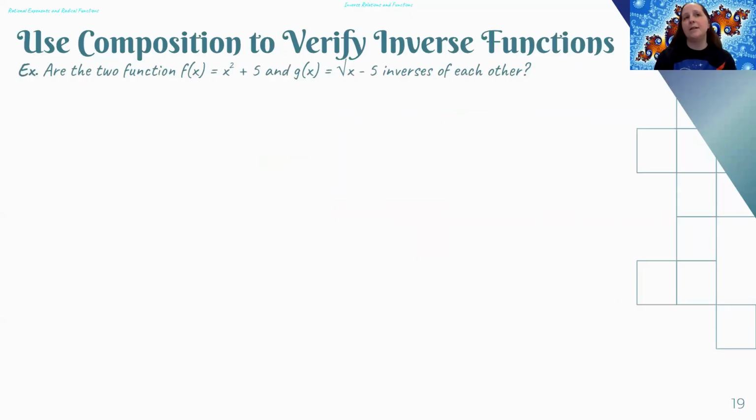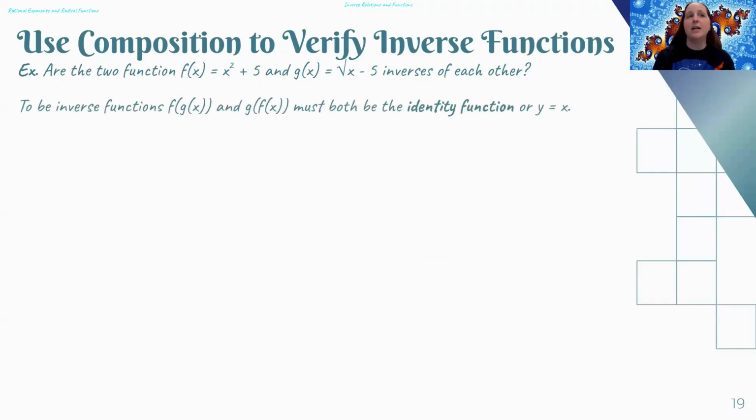Are the two functions f of x equals x squared plus 5 and g of x equals the square root of x minus 5 inverses of each other? Again, to be inverses, f of g of x and g of f of x must both be the identity function, or y equals x.